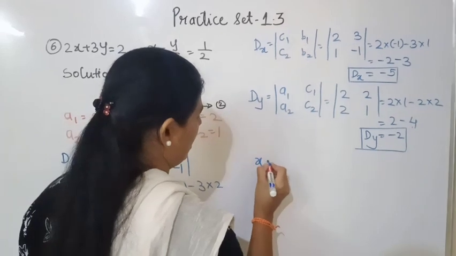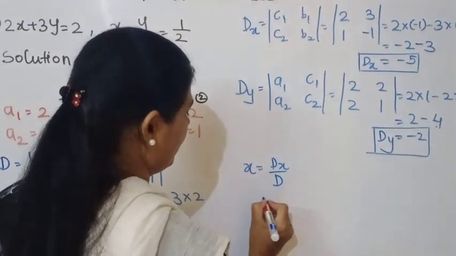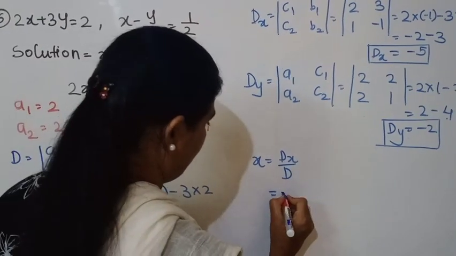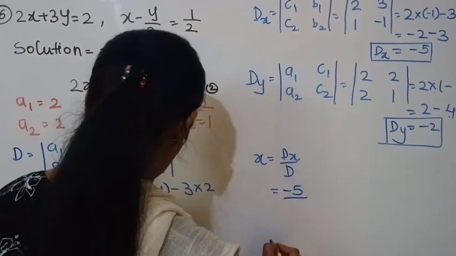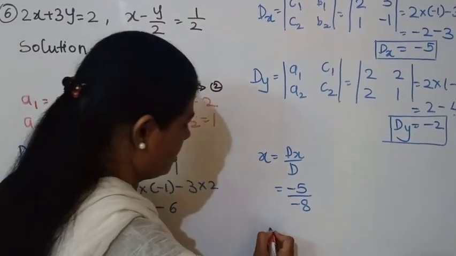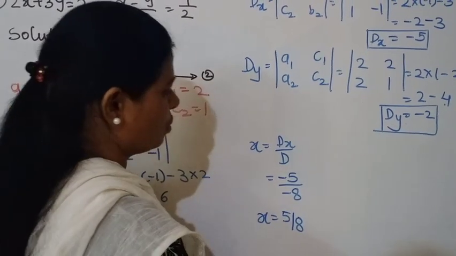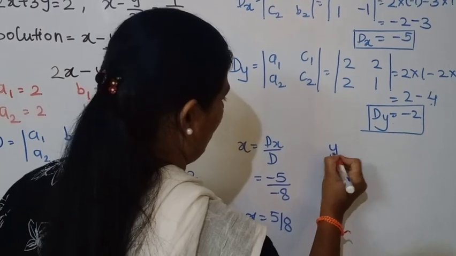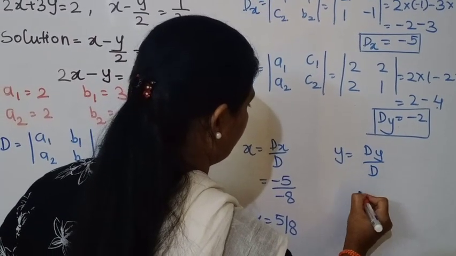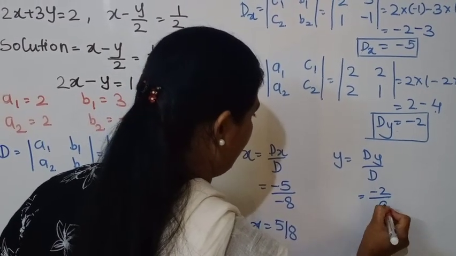Now we'll find the value of x and y. So what is the formula? x is equal to dx upon d. The value of dx is minus 5 and the value of d is minus 8. The minus minus sign will get cancelled and x equal to 5 upon 8. This is the solution of the equation. Now y is equal to dy upon d, that is dy is minus 2, d is minus 8.